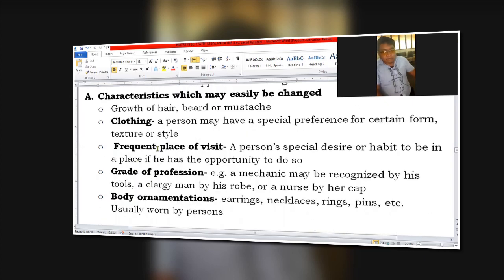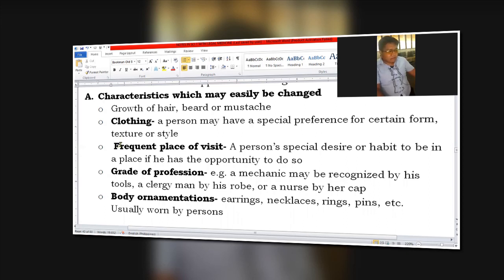Frequent place of visit. Okay? So a person's special desire or habit to be in a place if he has the opportunity to do so. For example, a crime scene is in a place that happened, for example, a drinking place. So if you have identified people who always go there, then you can target them as persons of interest.